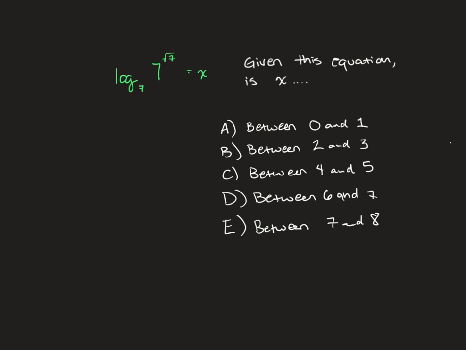Then, as part of our Desmos assignment today, I gave you an example. This is an example ACT problem. It basically says, if we know this is true, what do you know about x? So log base 7 of 7 to the square root of 7 is equal to x.